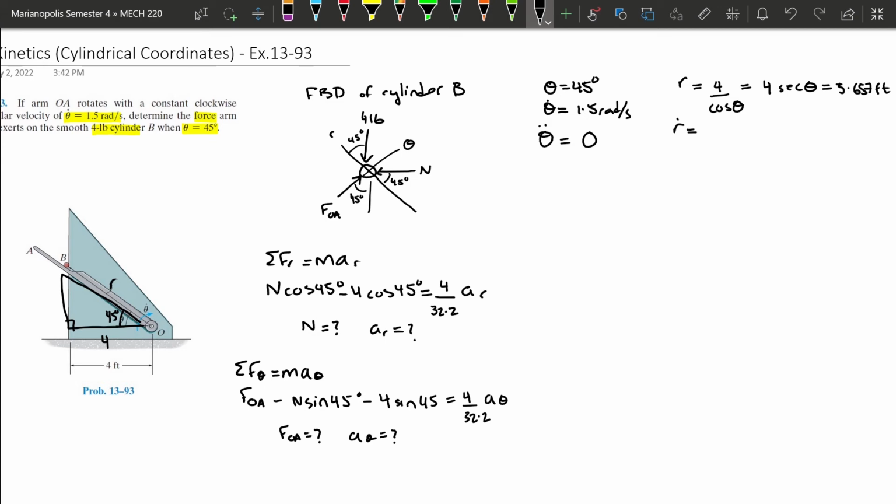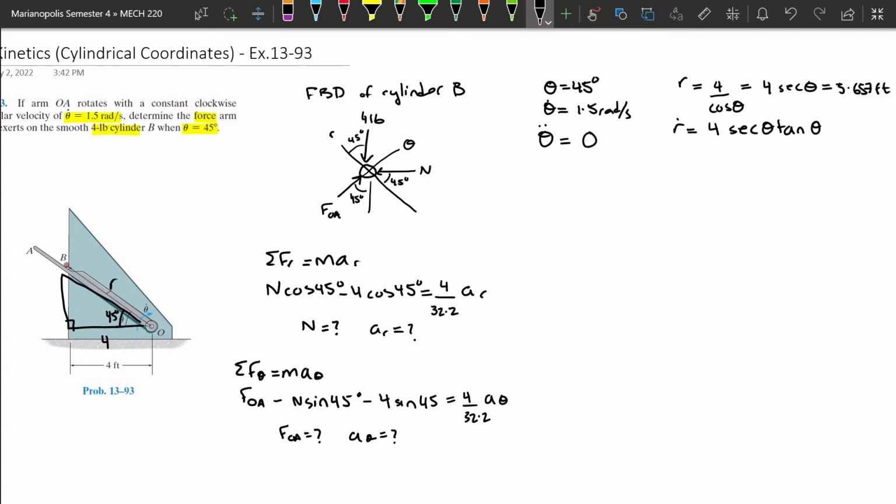All right. Now I need R dot. How am I going to get R dot? I have to take the derivative of 4 over cos theta. It's more challenging, so that's why I put it as 4 secant theta, because I know I'm going to have to take the derivative anyway. So I get R dot is equal to 4 secant theta tan theta.